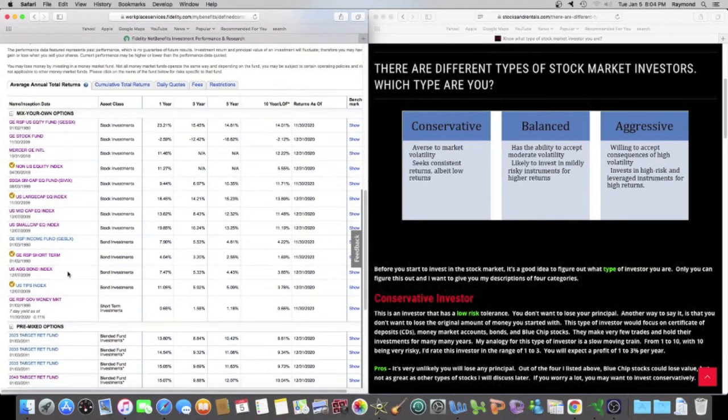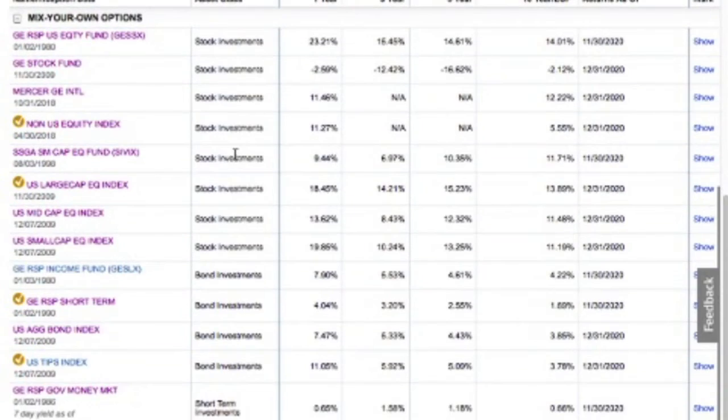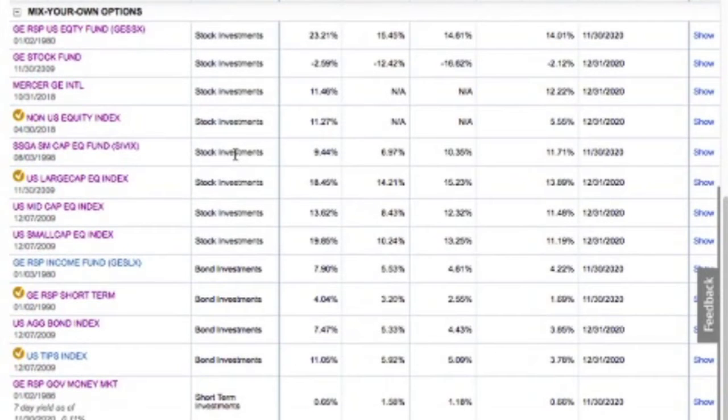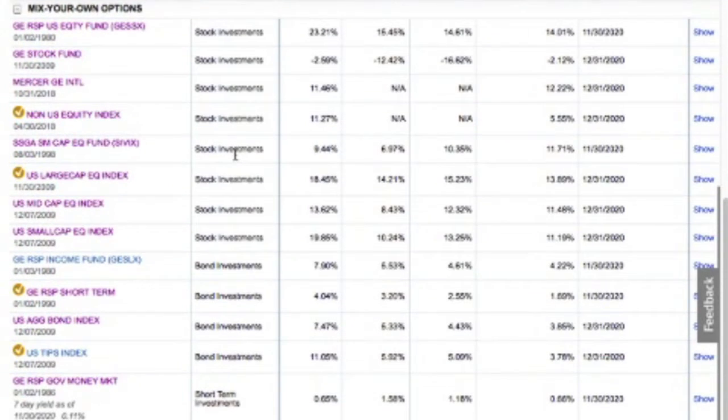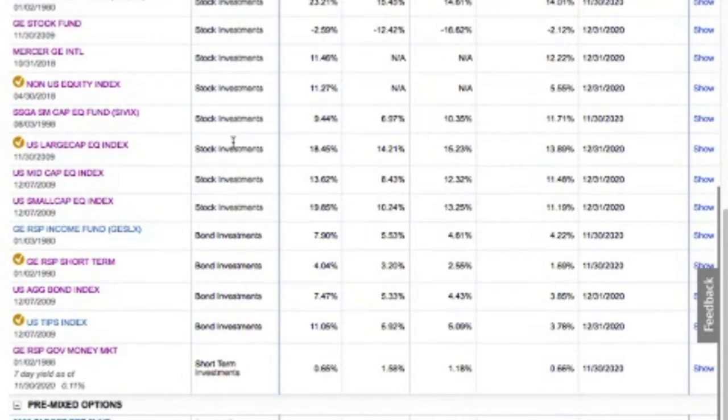So let's look at the asset class. So what would a conservative investor invest in? So under asset class, we see short-term investments. And as I said, a conservative investor, they like money market accounts. And this particular fund, it has a money market in it. So they would choose this fund and they would put their money in this fund.